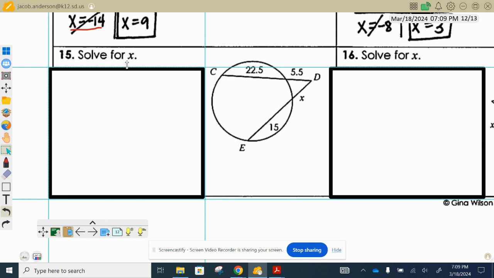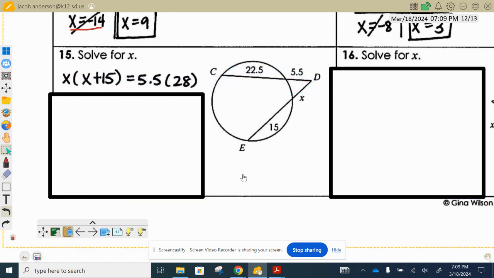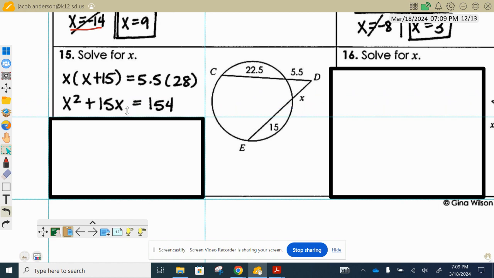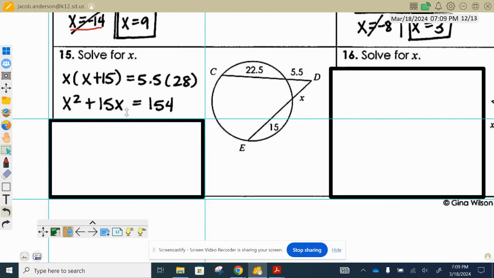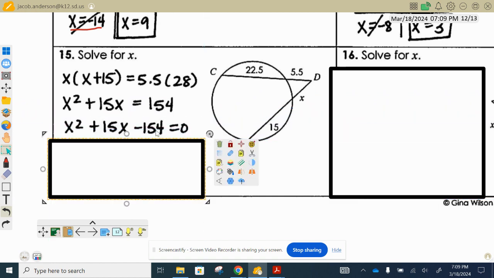All right, now that you're back, my setup should have looked something like this. Okay, so that's step 1. We are going to have to distribute that x in. We're going to have to multiply the 5.5 with the 28, and we should get this. Then again, we're going to move everything to one side so we can make sure that you have this written down before we start factoring.